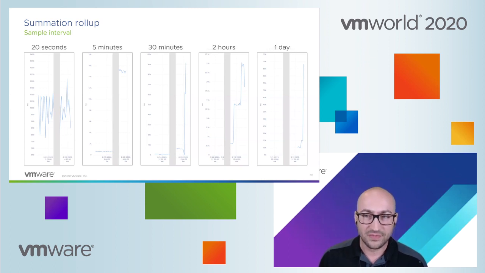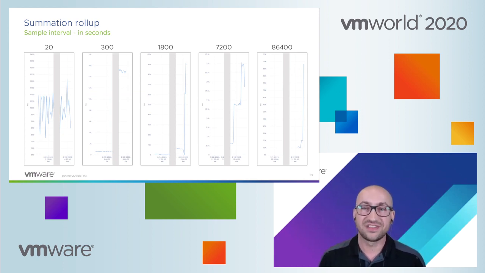Now, why is that? Well, first, let's try to normalize how we define these rollups. This is the sample interval: 20 seconds, 5 minutes, 30 minutes, 2 hours, 1 day. And it's still too hard, right? So let's look at seconds. This is the amount of seconds each sample contains. And here we see pretty quickly how many seconds, for example, the real-time sample, 20 seconds, and the last year sample contains. That's a day's worth of potential ready time, right?